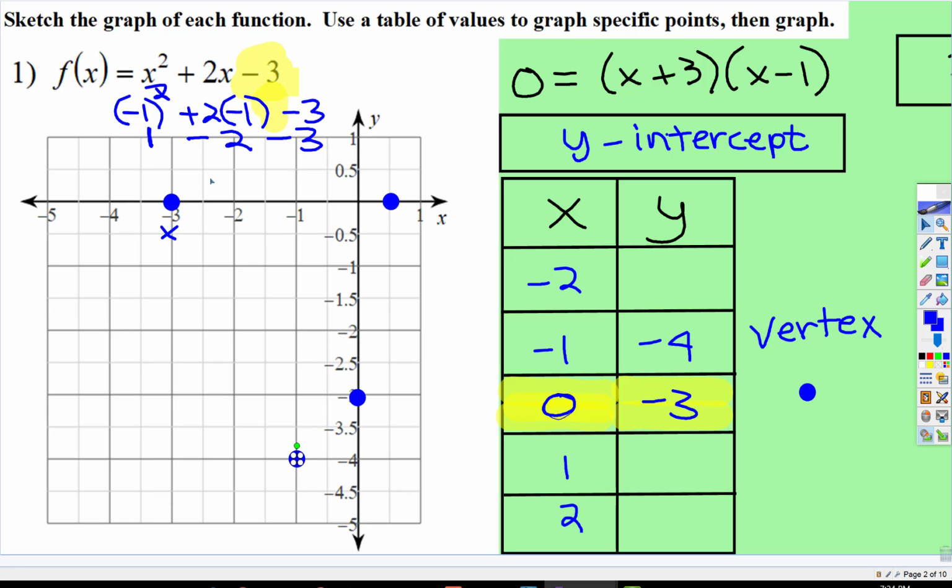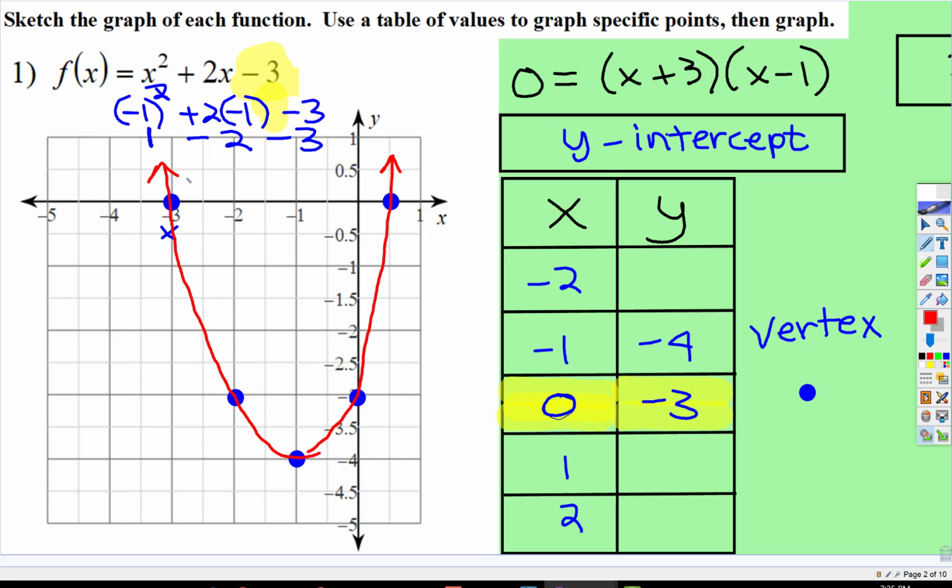Okay, and graphs are symmetrical. So if this is one to the right, 1 up, I know I can go 1 to the left and 1 up. And now I have a lot of points where I can just sketch. Remember, when you sketch this, you do not do this. That is not the graph of a quadratic. It has to be a smooth curved line.